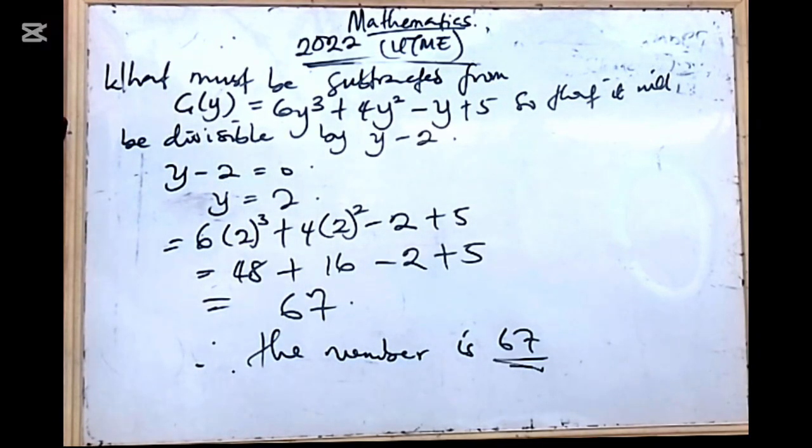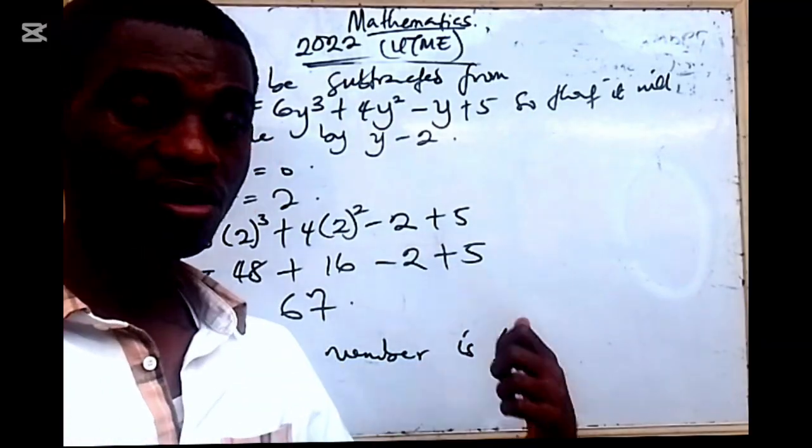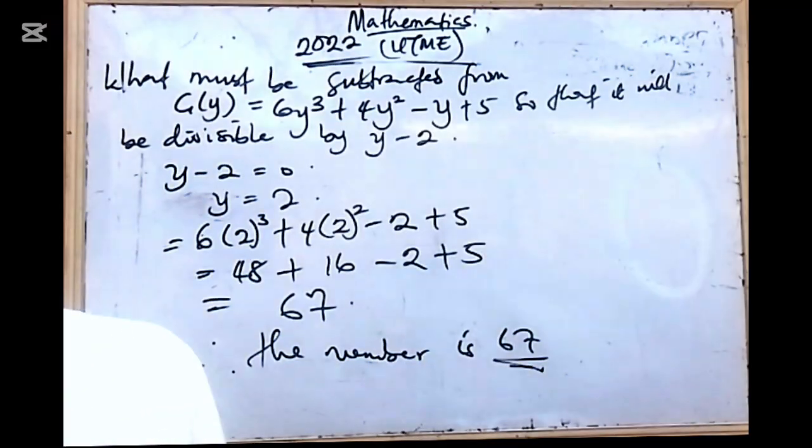Since they are asking what number must be subtracted, 67 is the number that must be subtracted to give us a 0 remainder.